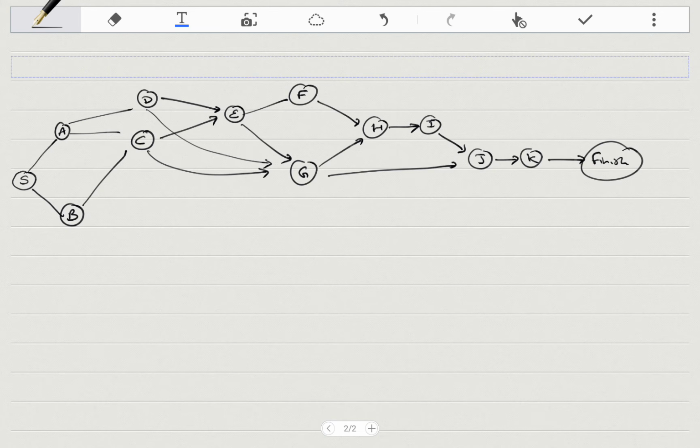Hoping I made everything correct here. Let's check this. K has one predecessor, that's J. J has two predecessors, G and I. I has one predecessor. H has two predecessors, F and G. G has three predecessors, C, D, E. F has one predecessor, E. E has two predecessors, C and D. D has one predecessor, A. C has A and B, and then we're back to start. All right, perfect. Let me put processing times here.